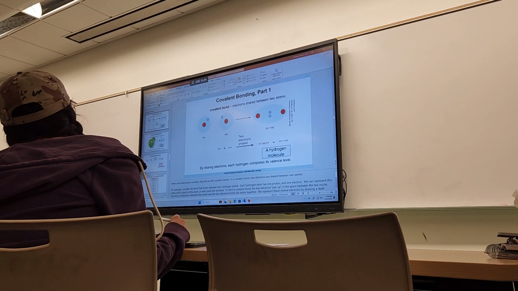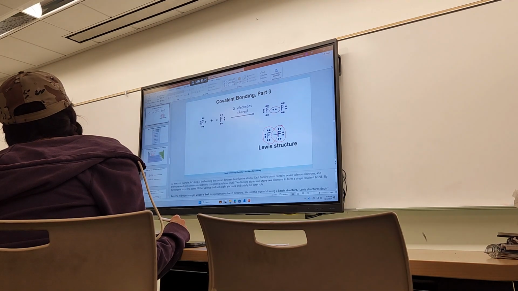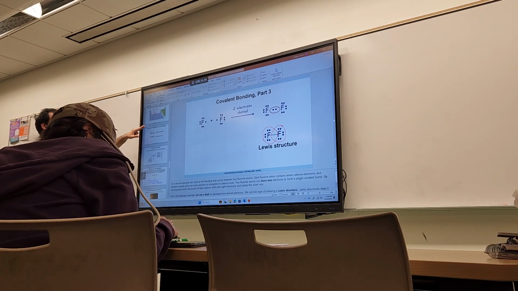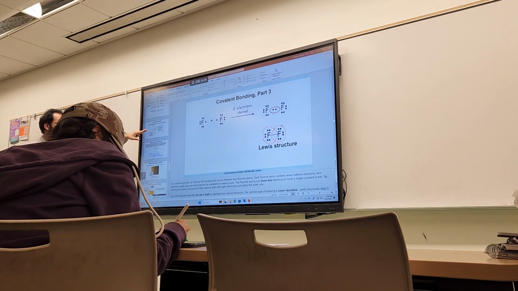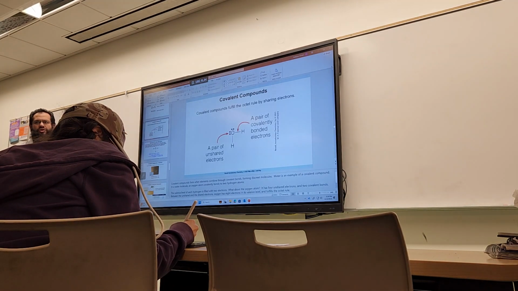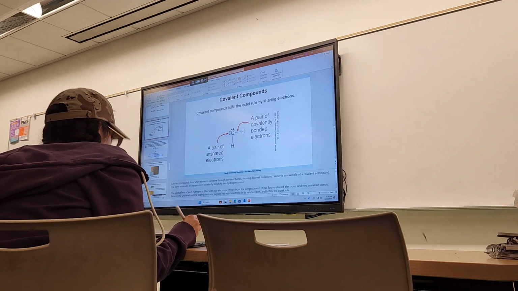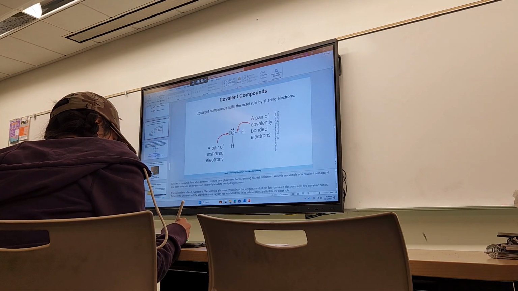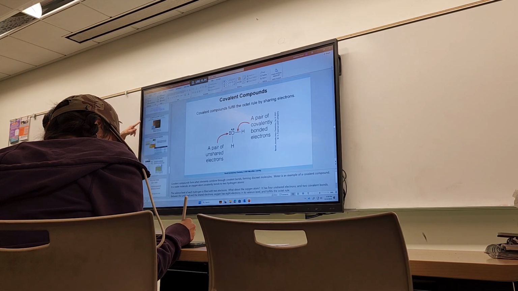Then we went into covalent bonds. Over here in covalent bonds, we know that we are sharing electrons and not transferring them completely. From the Lewis structure, you can know which ones are your lone pairs and which ones are the bonding pairs.